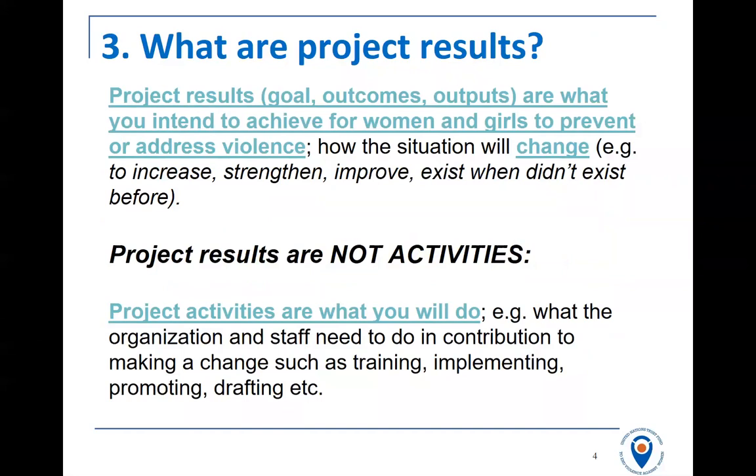Results are not activities. So if you've had a chance to read your results framework, you will see these different levels. And at the very lowest level, there's something called an activity. And that is not a result because it's not really a change. An activity is something that you do. So right now, I'm giving you training. But that doesn't mean anything has changed. You may not come away with this training with any new knowledge.